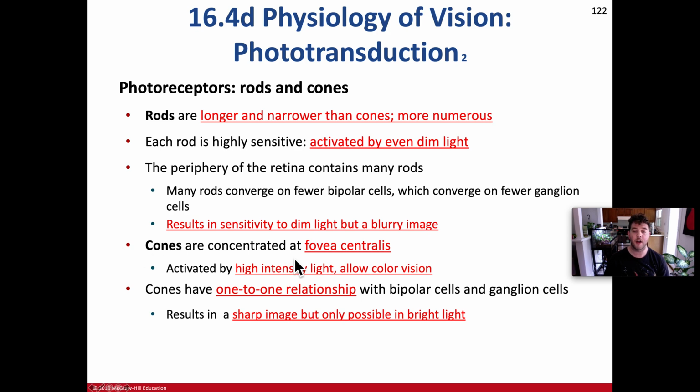Your cones are concentrated at the fovea centralis. Remember, that's the area of sharpest vision. They're activated by high intensity light and allow for color vision. So while the rods are working in our low, dim lighting, the cones are more activated during bright light and for color vision. Cones also have a one-to-one relationship with bipolar and ganglionic cells so that we get a sharper image, but only possible in bright light. They only work in bright light.